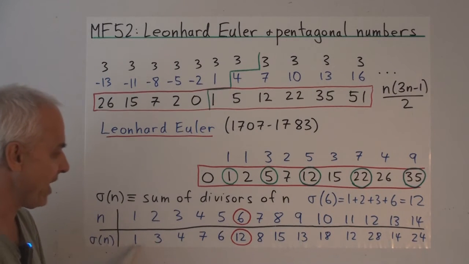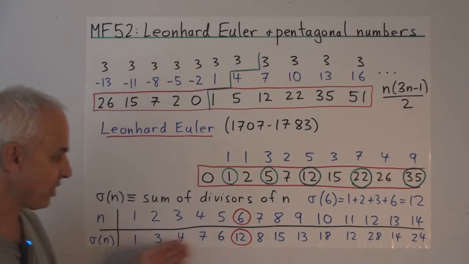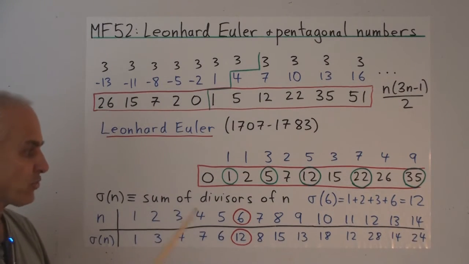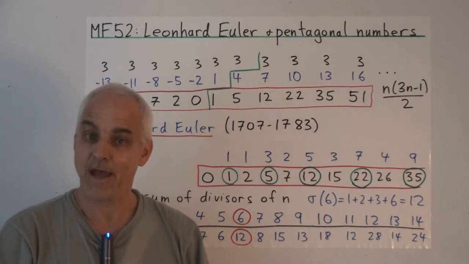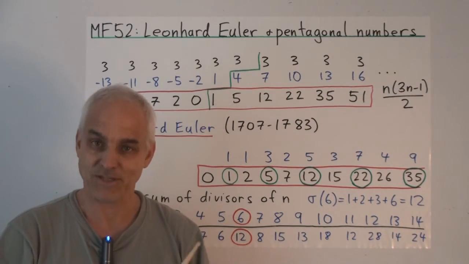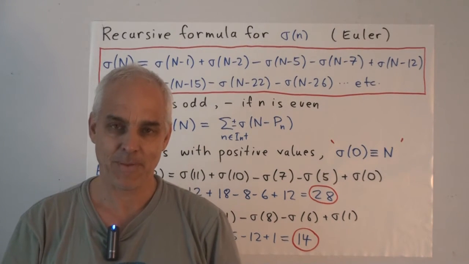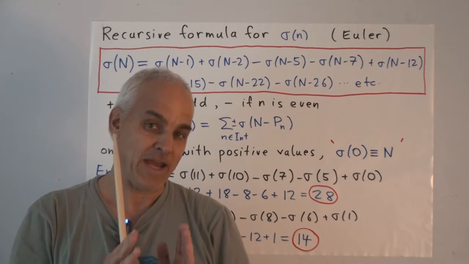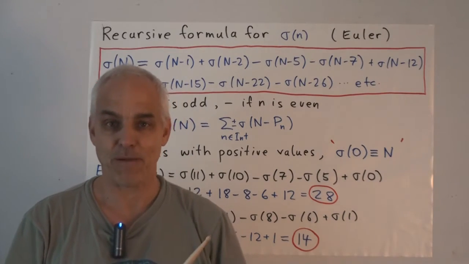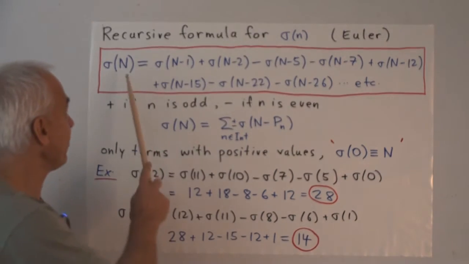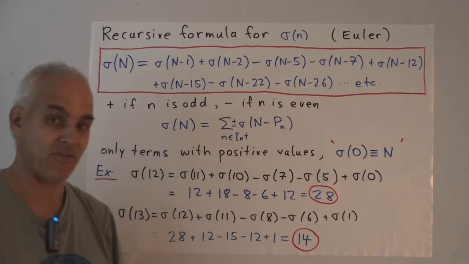Alright, so there's n, there's sigma of n, and a natural question is, how could you calculate this? How could you extend this table without actually factoring a number and counting up the sum of all of its divisors? And Euler discovered a beautiful way of doing just that. So Euler discovered a recursive formula for the sigma function, which means that the value for any particular n can be expressed in terms of values for smaller natural numbers. And here's the relation that he found, that sigma of capital N could be written as a sum of sigmas of smaller numbers.